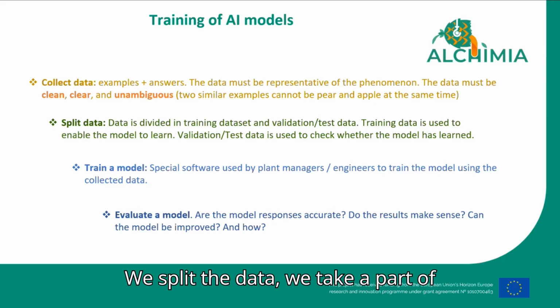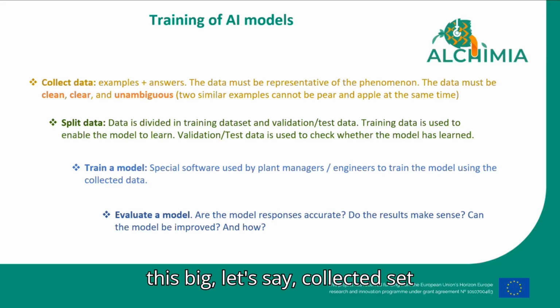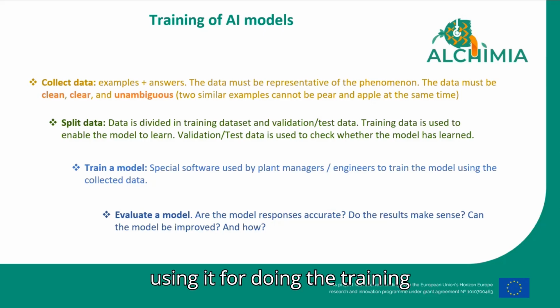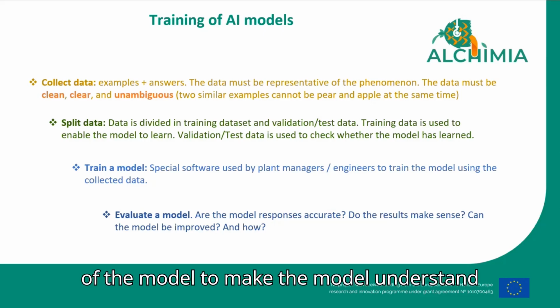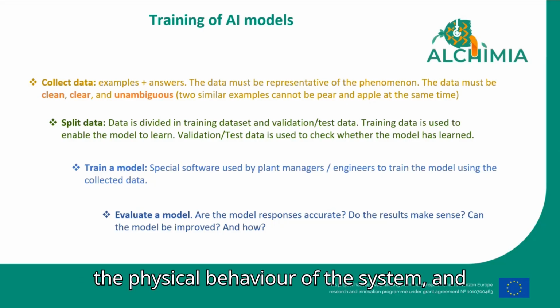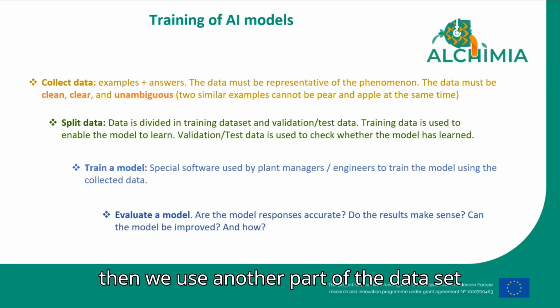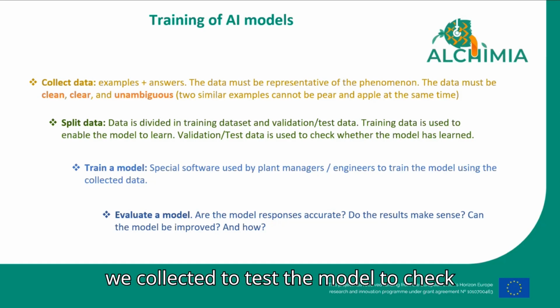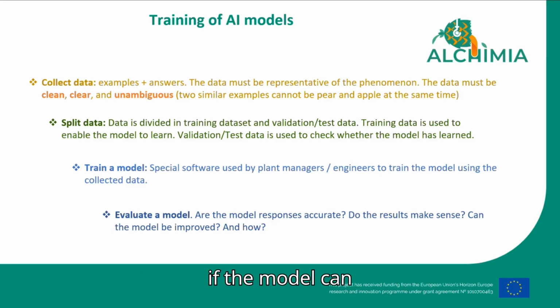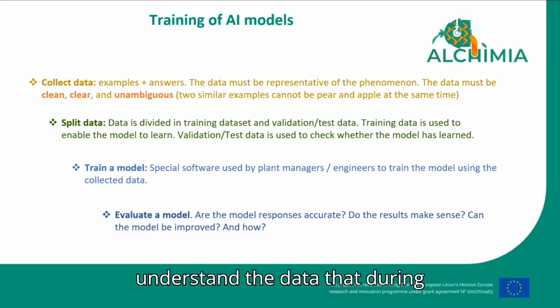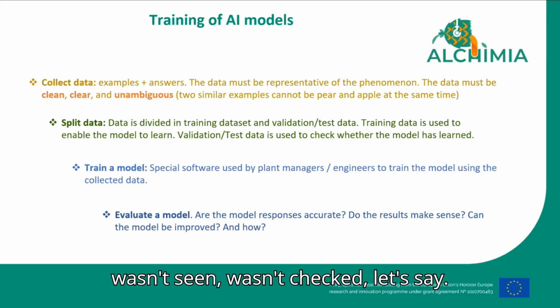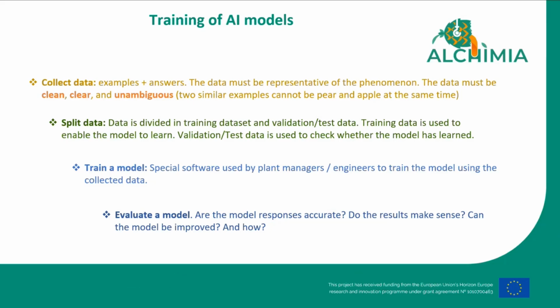We take a part of this big set of data collected from the historical data that we have in the plant. We take a part for doing the training of the model, to make the model understand the physical behavior of the system, and then we use another part of the data set we collected to test the model, to check if the model can understand data that wasn't seen during the training. So we train a model.